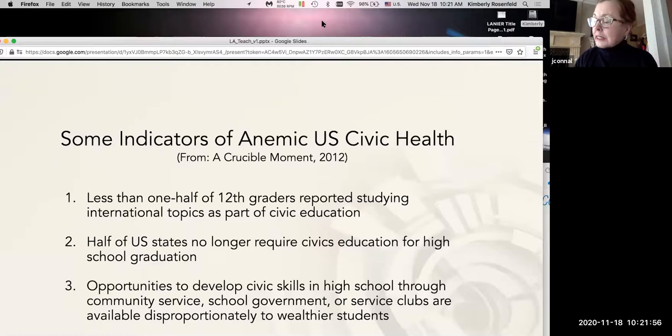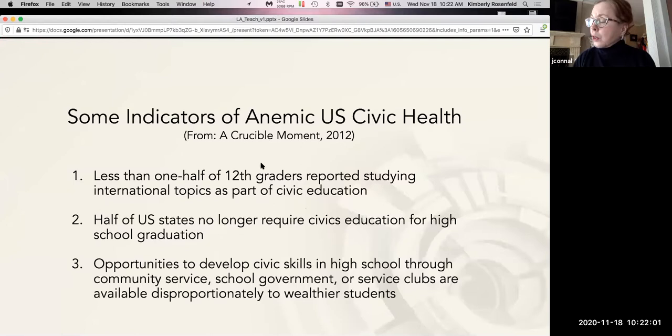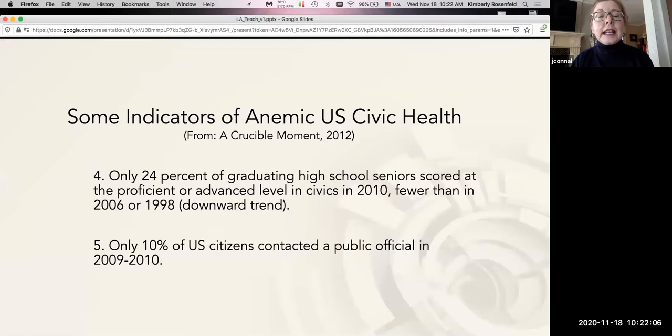Only 24% of our graduating high school seniors scored at the proficiency level in civics in 2010, so fewer than in 2006 or 1998. That's indicating a downward trend in the high school seniors who are proficient or advanced in civics. So we are gaining anemia in our civic health.